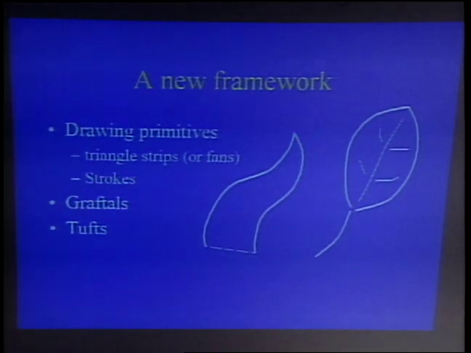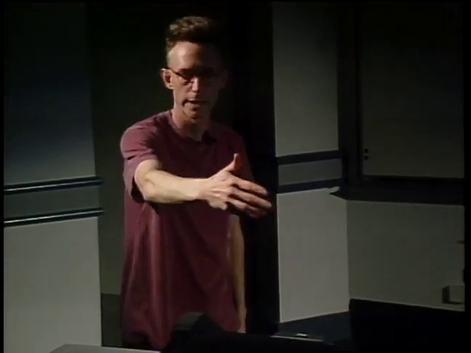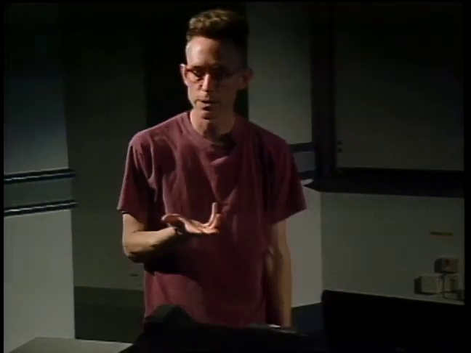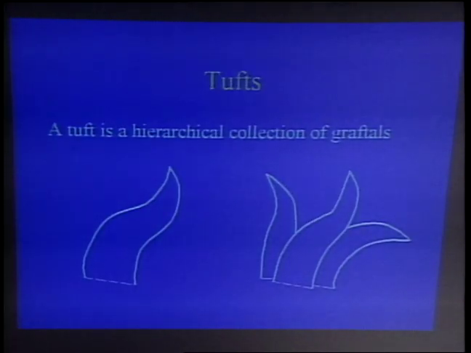So that's 3 primitives there, 1 triangle strip, 2 strokes. And the leaf has more strokes, I guess, and probably maybe 2 triangle strips. And there's also a notion of tufts. A tuft is a kind of compound graftal that has multiple graftals, but they're organized in some kind of hierarchy. In this case, this is the same thing you're looking at, a schematic representation.